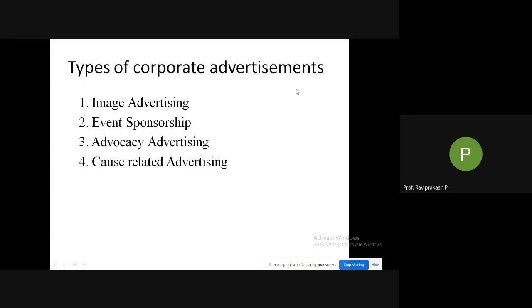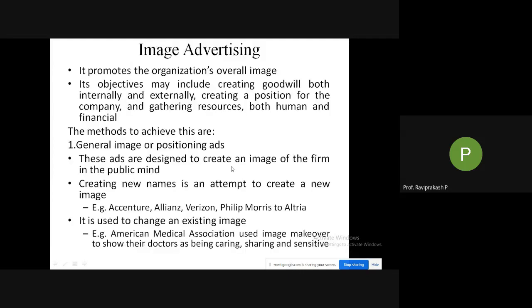Then types of corporate advertising: image advertising, event sponsorship, advocacy advertising, and cause related advertising. We just saw all these things. Then what is image advertising? It promotes the organization's overall image. So the objectives may include creating goodwill both internally and externally. What is internally? To the employees. Externally, to the general public. It could be the customers, prospect customers, or any other general public. Creating a position for the company and gathering resources, both human and financial.